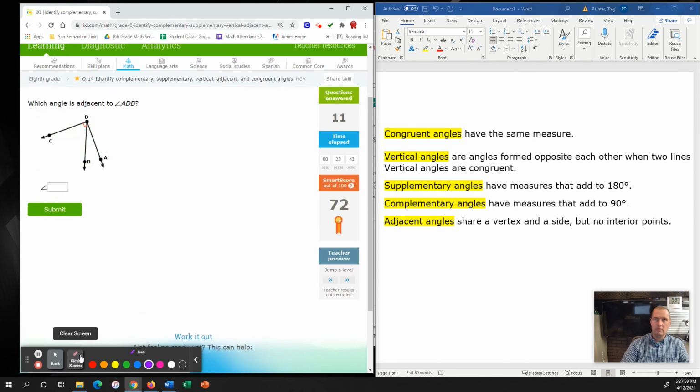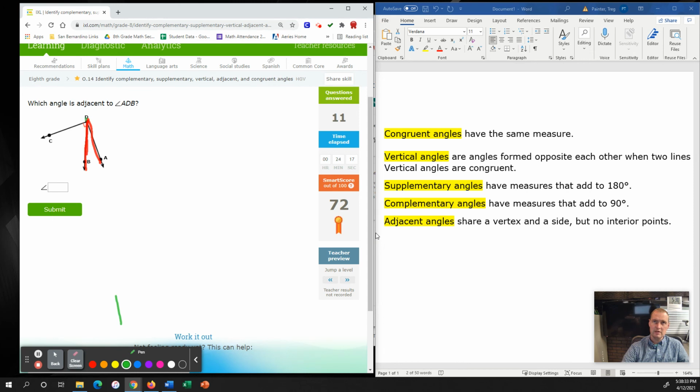All right, next one. Which angle is adjacent to A, B, and D? All right, so A, B, D, let's take a look at it. A to D to B. All right, so looking at our definition to the right side, adjacent angles share a vertex and a side, but no interior points. So we can share this side right here.